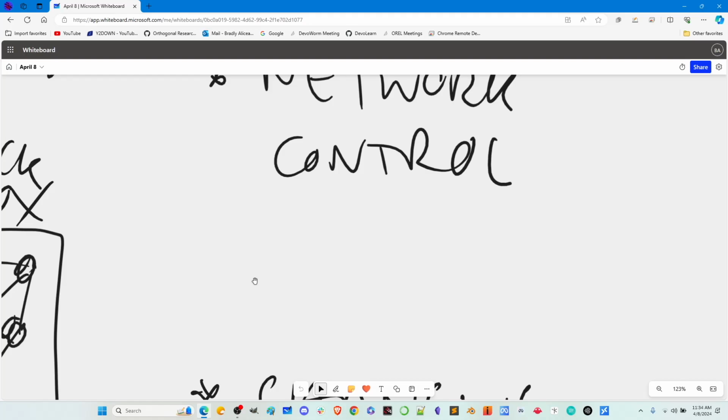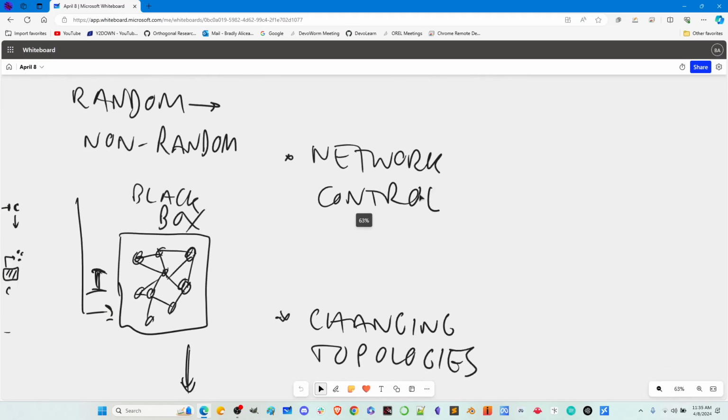And so there's actually a paper that just came out. It was from a group of people, including Michael Levin, where they're looking at genetic regulatory networks, which we talked about earlier, and their competencies. And so their competencies are really based on this notion of network control and changing topologies.